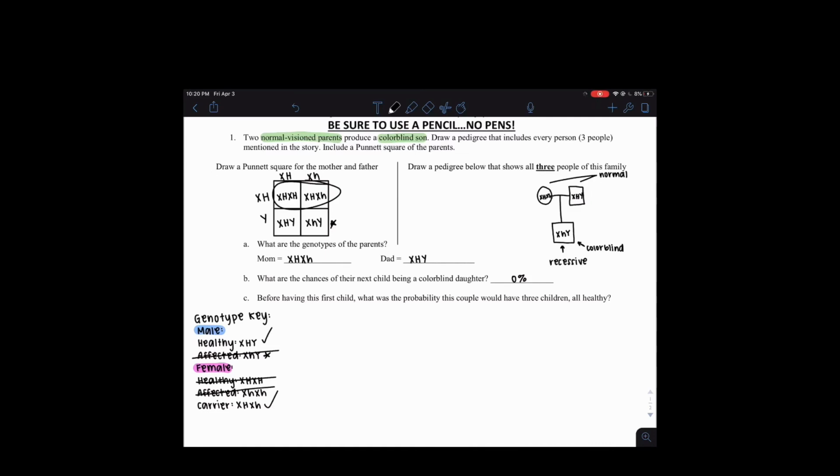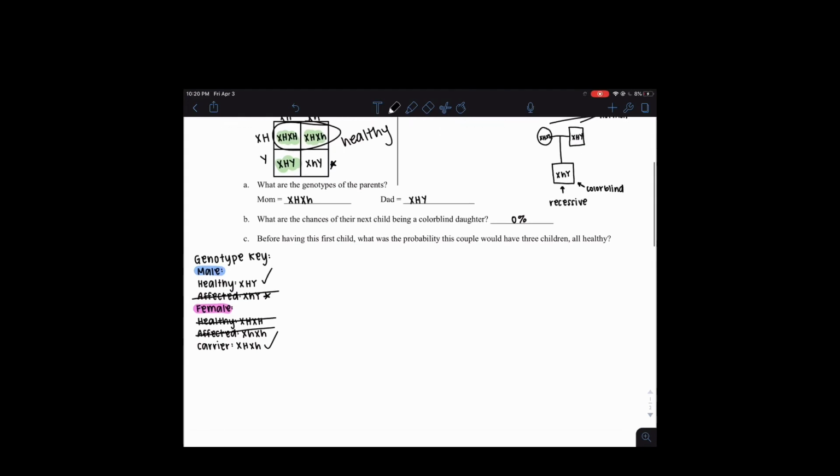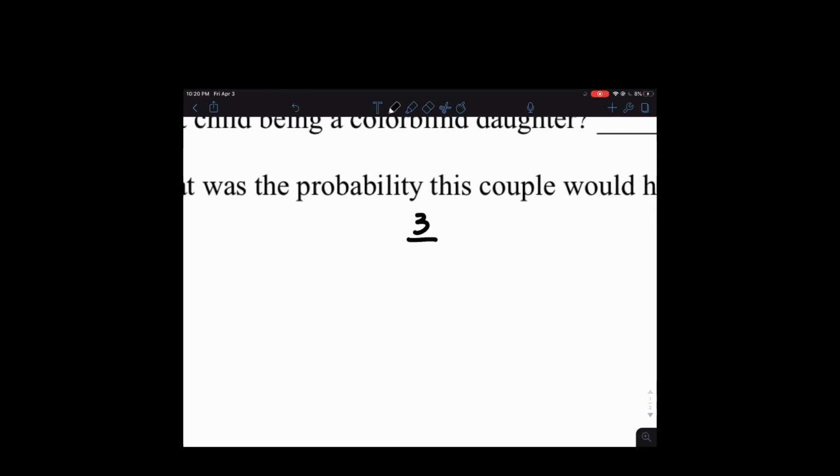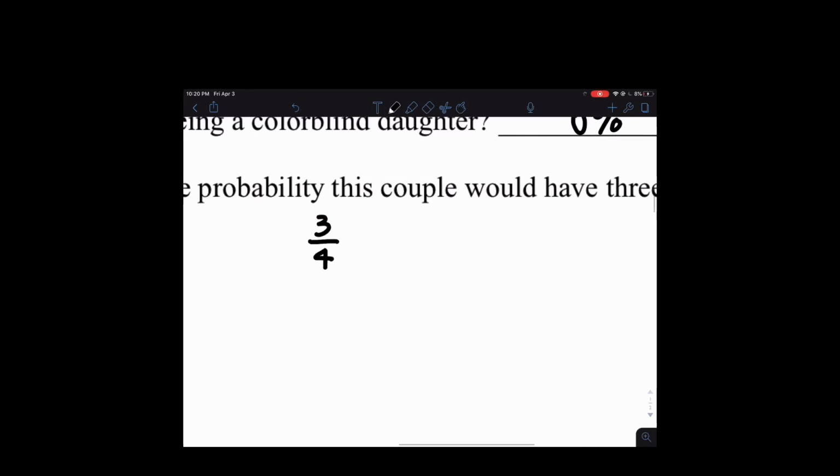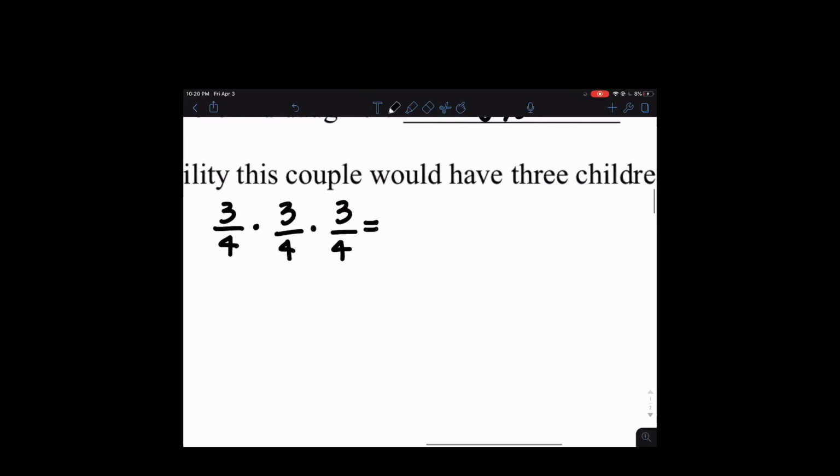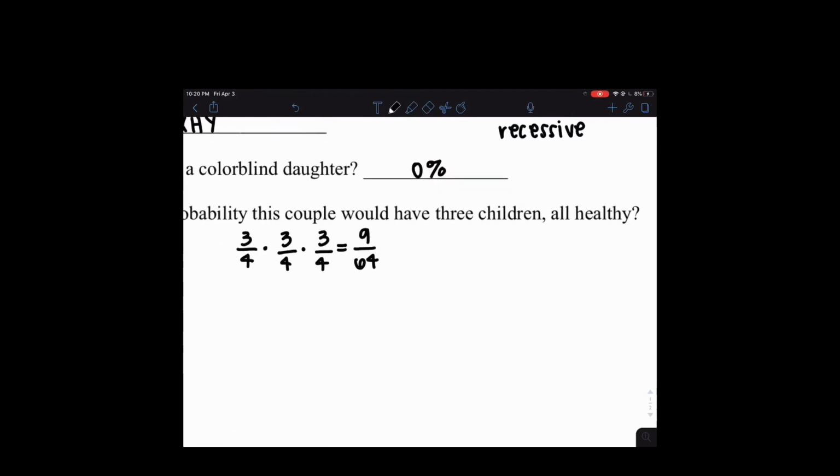Question C, before having this first child, what is the probability that this couple will have 3 children all healthy? So going back to our Punnett square, we see that these are the 3 healthy children, which means that there is a 3 out of 4 chance that their child will be healthy. And in order to figure out if their next 3 children will be healthy, we have to multiply it 3 times by itself, and that gives us 27/64. And that is the probability that they will have 3 children all healthy.